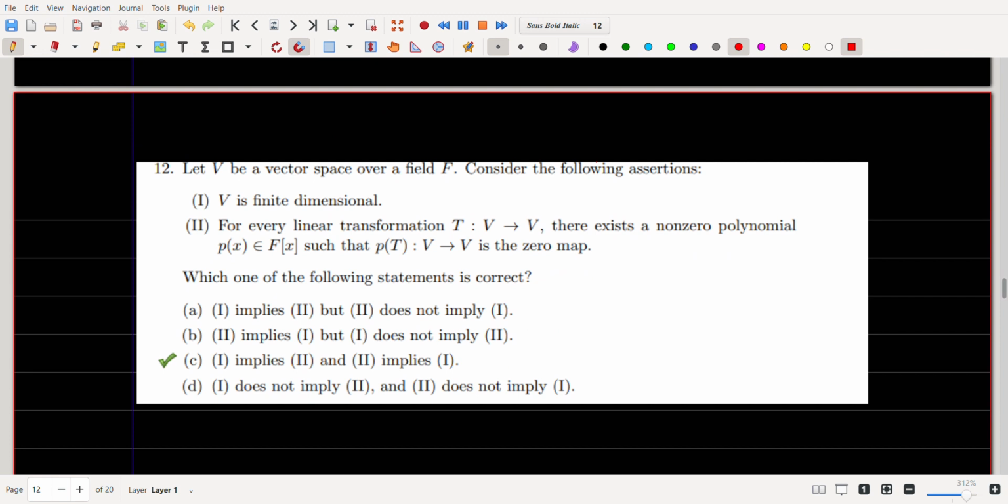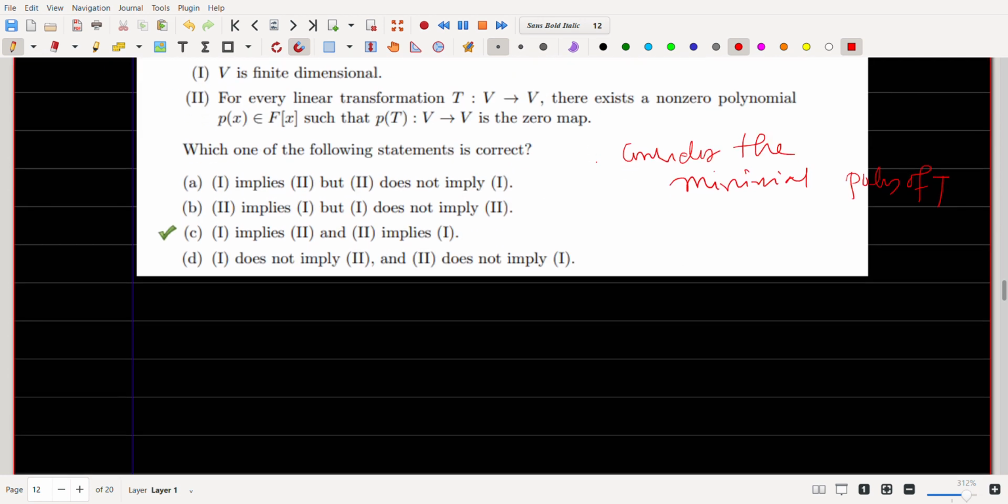So okay, if V is a vector space over a field F, if V is finite dimensional and T is a linear operator, then consider the minimal polynomial of T, or characteristic polynomial of T if you think of it in its matrix representation. Because V is finite dimensional, clearly that map is 0, right? P of T is 0, right? So 1 implies 2, which is obvious.